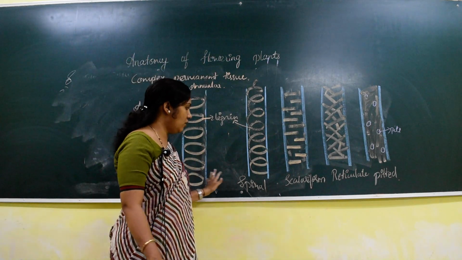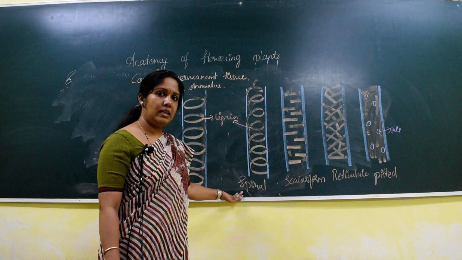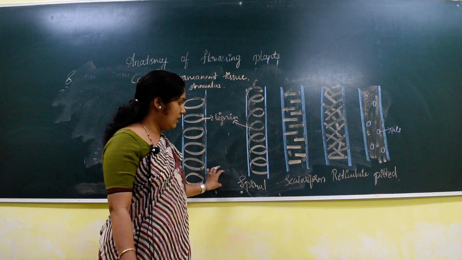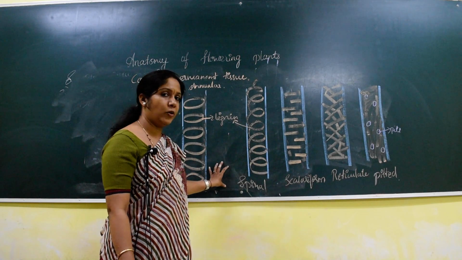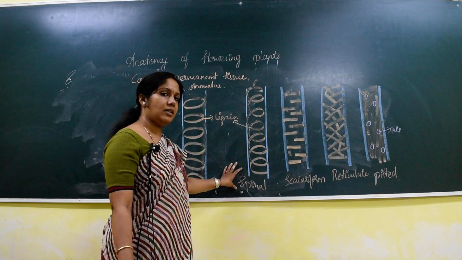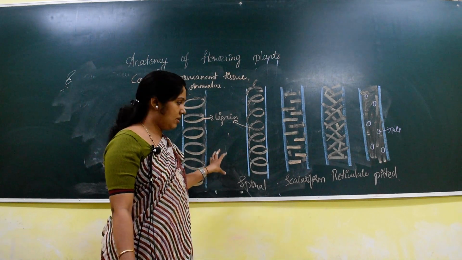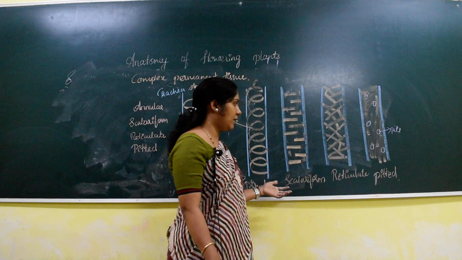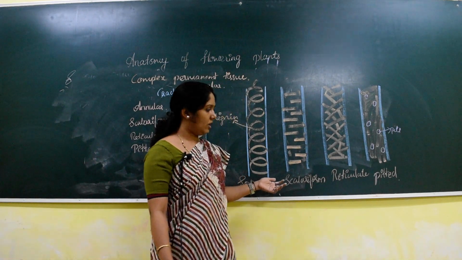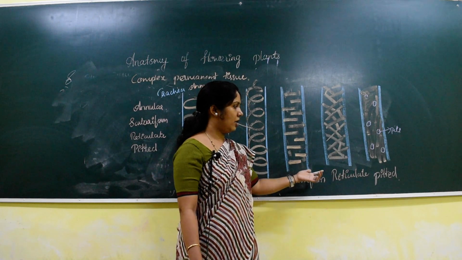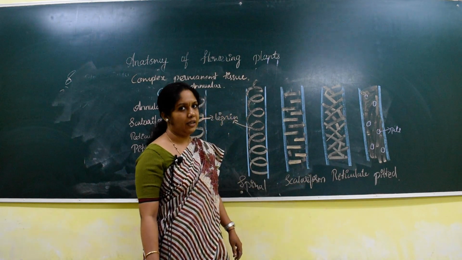Mainly the annular and spiral types are seen in early stages of development of the plant. Hence they are seen in protoxylem. I will explain what is protoxylem. This type is seen in early stages during the primary growth. Whereas when the plant shows secondary growth, the xylem may be in the form of scalariform, reticulate, or even pitted form.